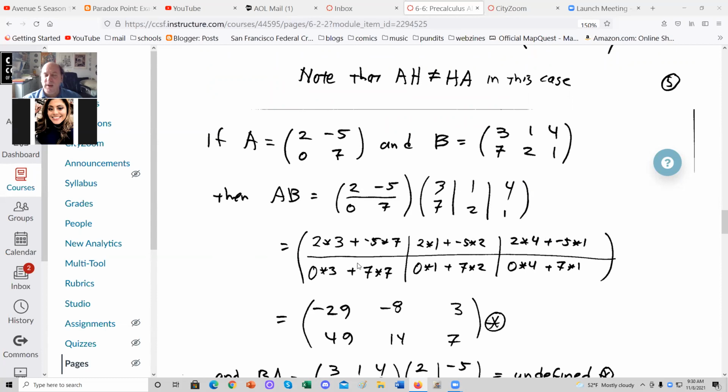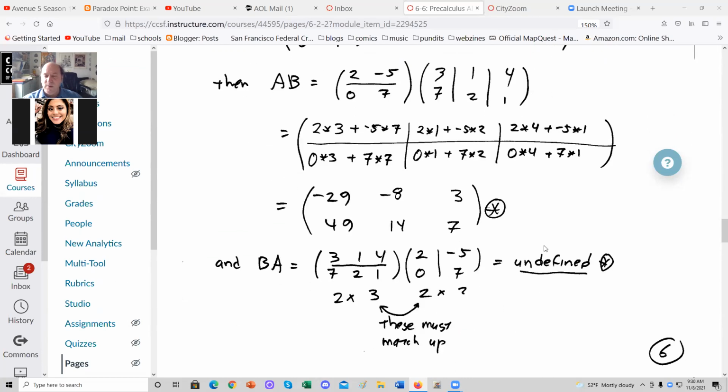Lower left entry, lower row, left column: 0 times 3 plus 7 times 7. Lower center is lower row times center column: 0 times 1 plus 7 times 2. Lower right entry is lower row times right column: 0 times 4 plus 7 times 1. And after the arithmetic, -29, -8, -3, 49, 14, 7.